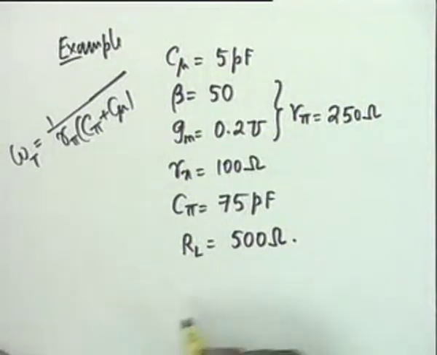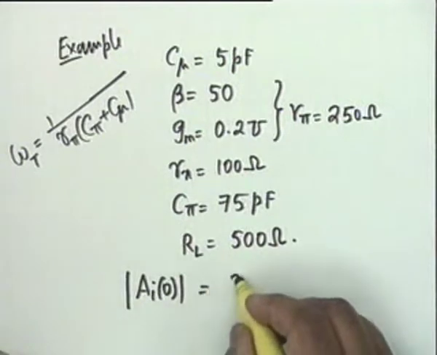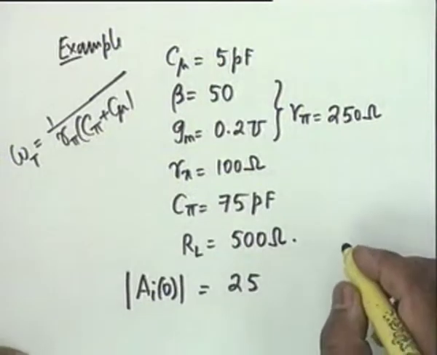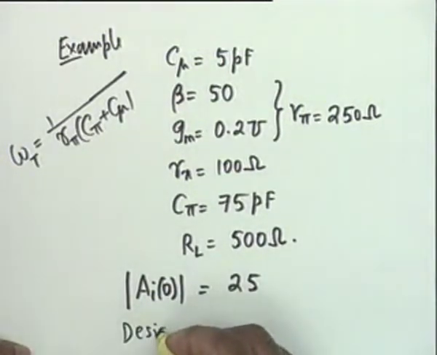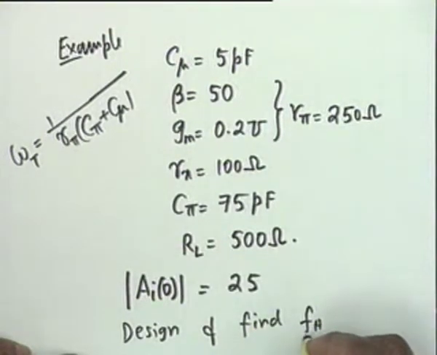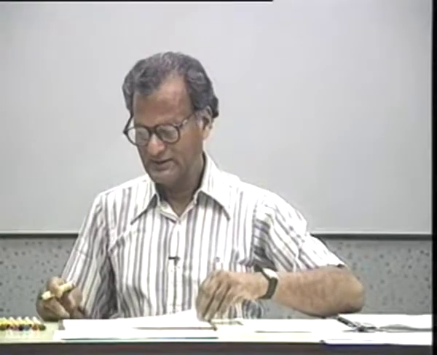This is given. The mid-band gain AI0 is required to be 25. Design this circuit and find what FH does it obtain. What is the high frequency cutoff? So isn't FH one of the design considerations? It may be, it may not be also. We will work out another problem in which FH and midband gain are given, or FH is given, you are required to find out the midband gain.